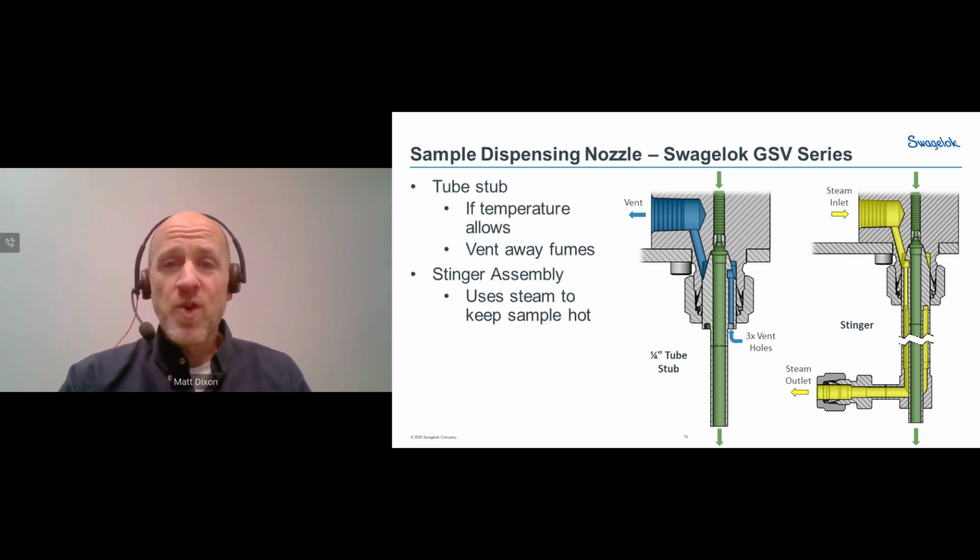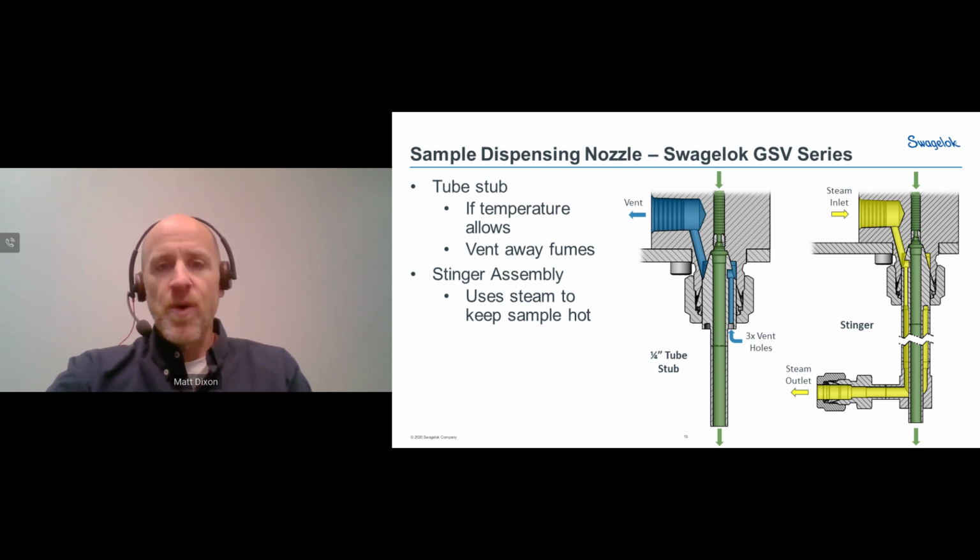So you have a concentric tube around the outside of that tube stub, and then using that steam, you keep the whole thing hot right up until the tip. So if you've got a heavy viscous liquid that you need to keep hot right up until the point where you're dispensing it, using a stinger is a really good option. So then, of course, you could send your fluid down through. It flows nice and good because you are using that typically low or medium pressure steam to keep that nice and hot.